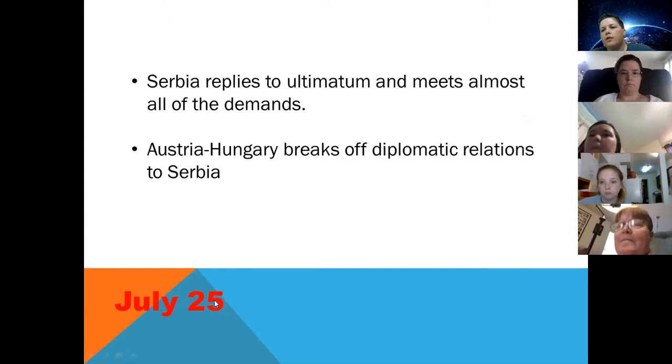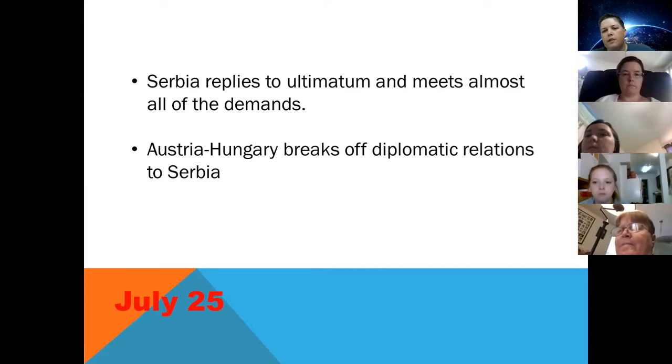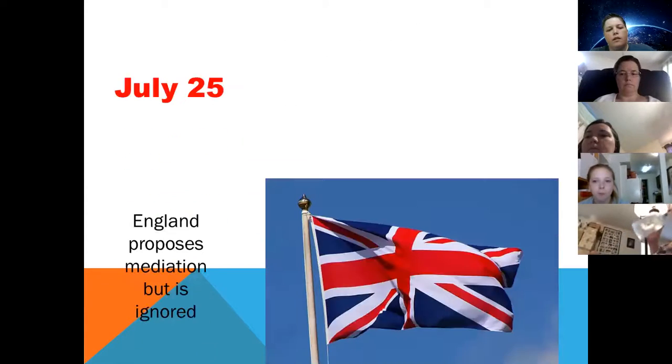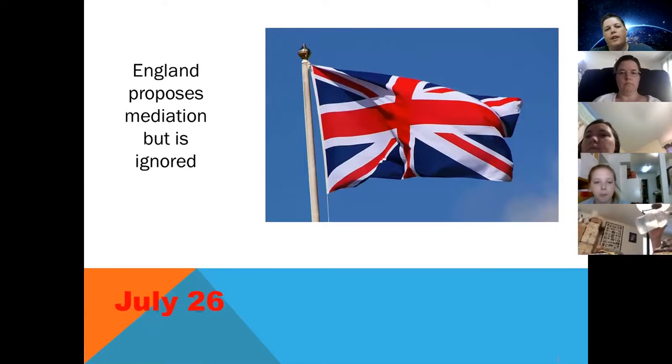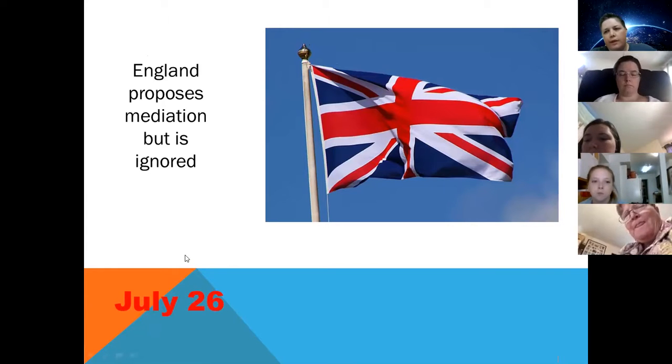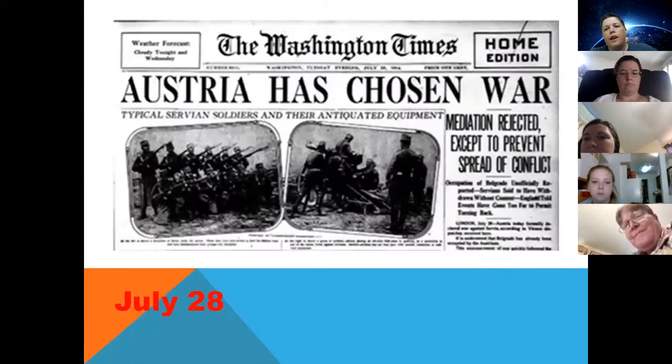On July 25th, Serbia had 2 days to respond to the ultimatum from Austria-Hungary. They respond and meet basically all the demands that they can. Austria-Hungary says, not good enough, and breaks off diplomatic relations with Serbia. On July 26th, Great Britain steps in and says, I will play mediator. You guys want to back down, let's avoid war. But nobody paid attention. They just kept doing their own thing. July 28th, Austria declares war on Serbia.